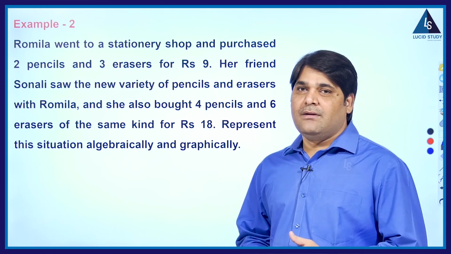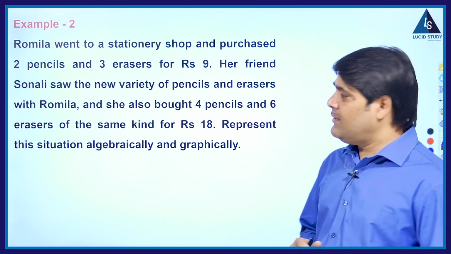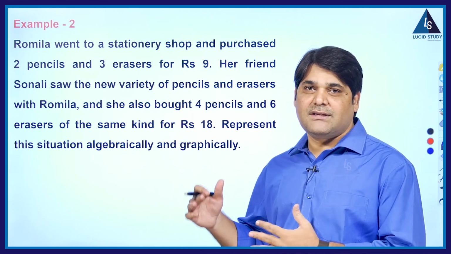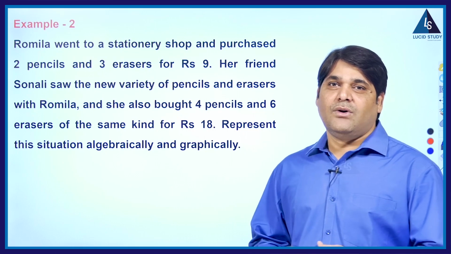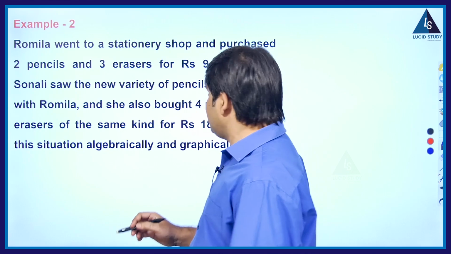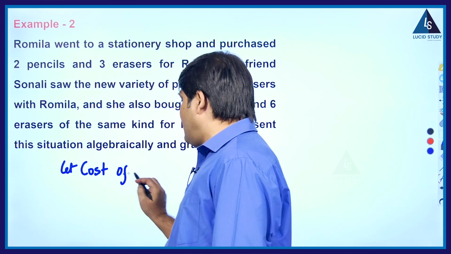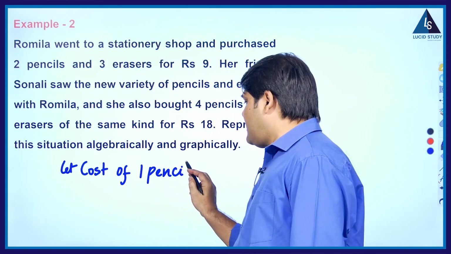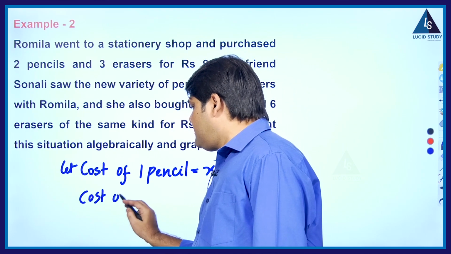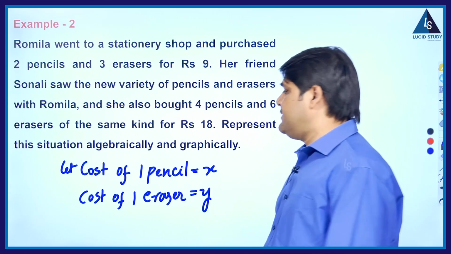First of all, what is the first situation? What we don't know here, children, what we have to find, that is what is important here. We have to find the cost of a pencil and the cost of each eraser. We don't know these two, so we will represent these two with the help of variables. First I will write: let the cost of one pencil be x rupees and the cost of one eraser be y rupees, right?